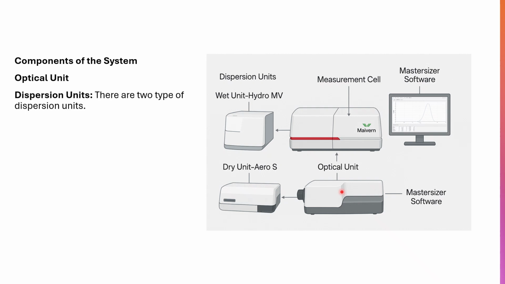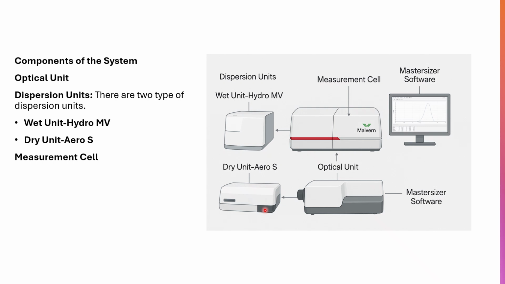Next one is the dispersion unit. There are two types of dispersion unit. First one is the wet unit, that is Hydro MV, which controls the dispersion of a sample suspended within the liquid. So Hydro MV will be used for the liquid samples. And the second one is the dry unit, Aero S, right? Aero S is the model. This allows a dry sample to be dispersed and evenly fed to the measurement cell within a continuous stream of air. So this dry unit, that is Aero S, will be used for the dry sample, right? Here you can see these are the two models used for the particle size analysis, Hydro for liquid and Aero S for dry.